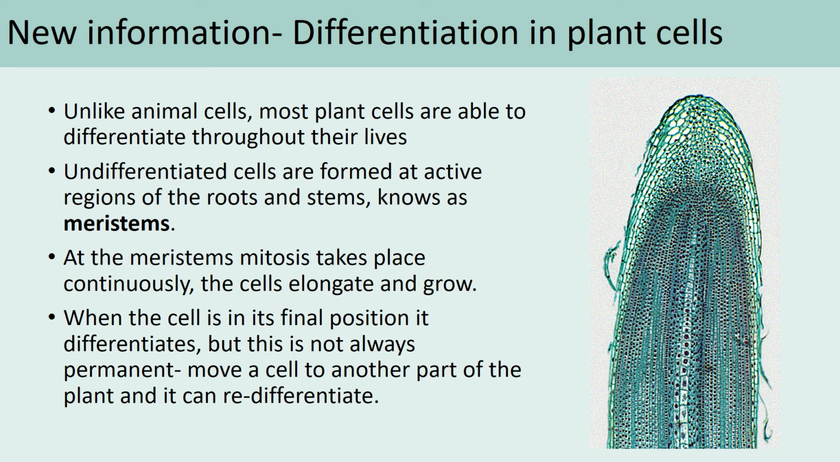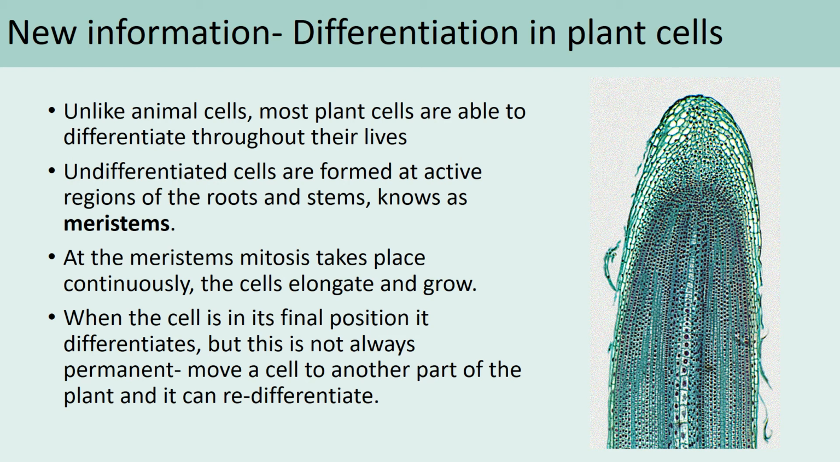Undifferentiated cells are formed at active regions of the roots and stems known as meristems, which is in my top 10 favourite words. In the picture you can see the tip of a shoot, and the region at the top is where you find these stem cells, and that region is the meristem. You will find these meristems in the tips of roots and shoots. At the meristems, mitosis takes place continuously, and cells are able to elongate and grow.